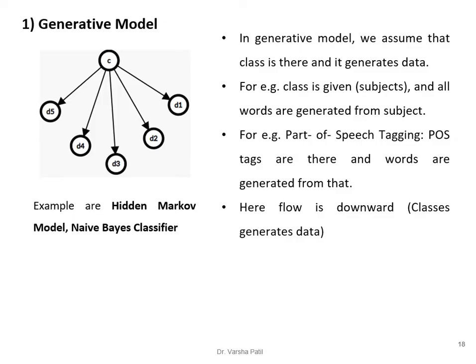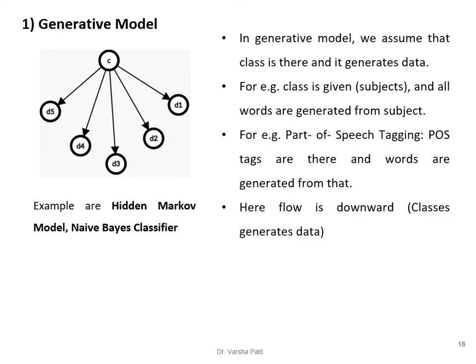Now from the diagram we can see that the class generates this particular data. The arrow is going downwards. Here the class is generating the data. In a generative model we assume that the class is there and it generates the data. For example, the class is any subject name and the data is all the words generated from that subject. If the subject is maths, the words generated are integration, derivative, absolute difference, formulas. That is the data of that particular subject.